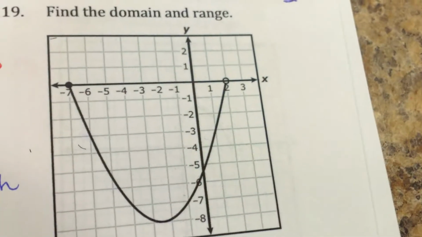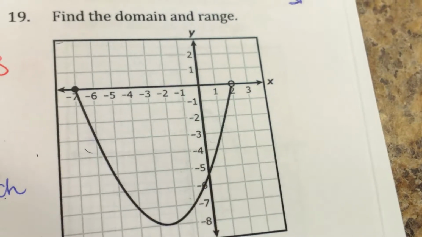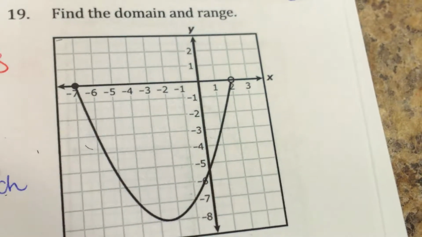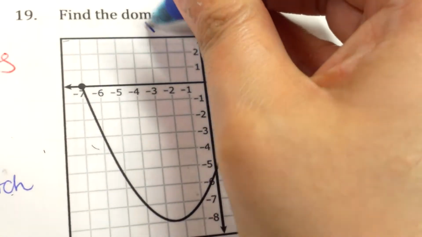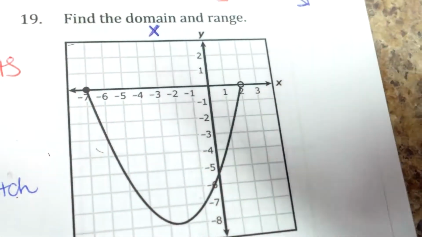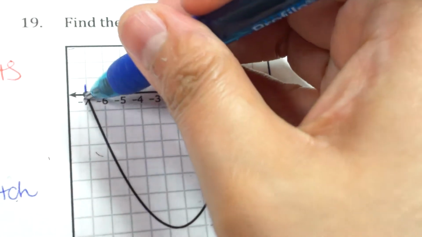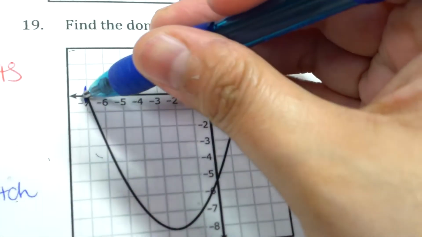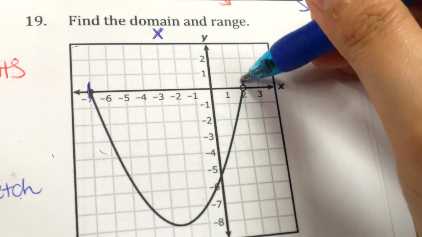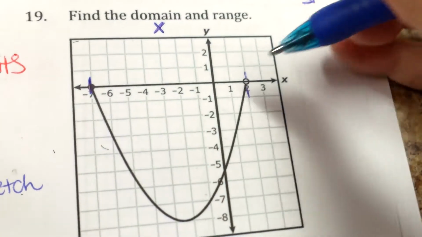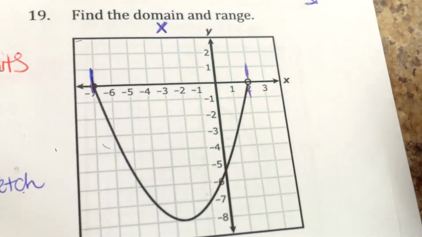All right, for the next one it says find the domain and range. Domain is your x and range is your y. So let's go ahead and look at the domain. We're looking for the x values. So the graph on the x-axis starts here at -7 and the graph continues and it ends at +2. So it's from here to here.